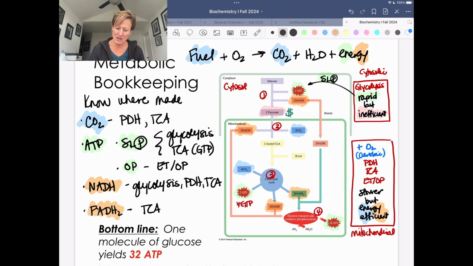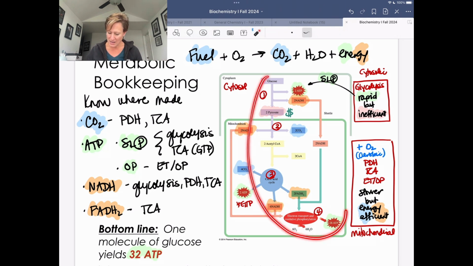Okay? Bottom line, this whole process nets 32 ATP. Okay, so some metabolic bookkeeping that'll allow us to keep track of these 4 steps that we've talked about for the full metabolism of glucose.